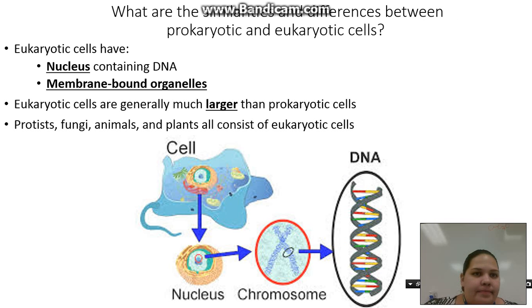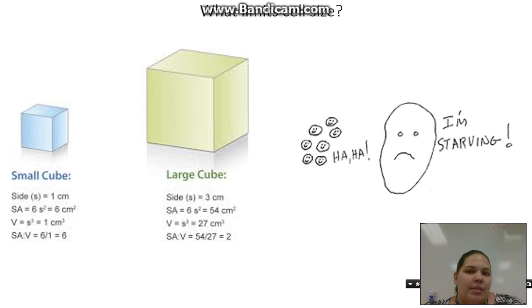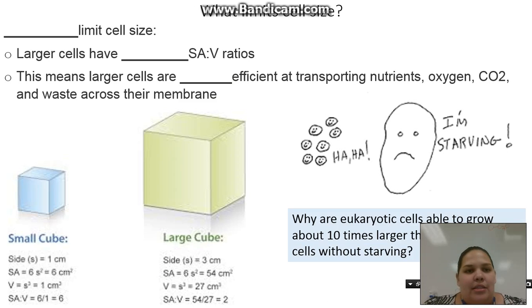I'm moving on. Eukaryotic cells have a nucleus containing DNA, membrane-bound organelles, and they're usually much larger than prokaryotic cells. Examples are protists, fungi, animals, and plants, which all consist of eukaryotic cells. So what limits cell size? Like, why are they so tiny?